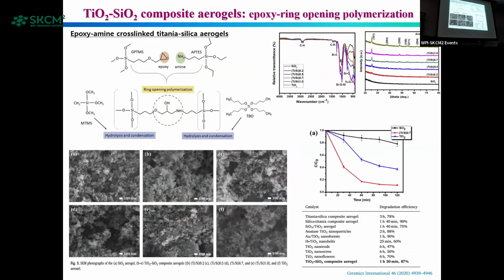Another thing we did is titania-silica. These are composite aerogels. Here also we use the same epoxy-amine approach, but we use a titanium-based precursor with MTMS as a hydrophobic silica precursor, and we did epoxy-amine cross-linking. We achieved crystalline titania at supercritical conditions, 265 degrees Celsius. We achieved the anatase phase for titanium oxide, which is good for photocatalytic dye degradation. We did photocatalytic dye degradation using these samples, and it removes 87% of methylene blue after 1 hour 30 minutes of exposure to UV light.